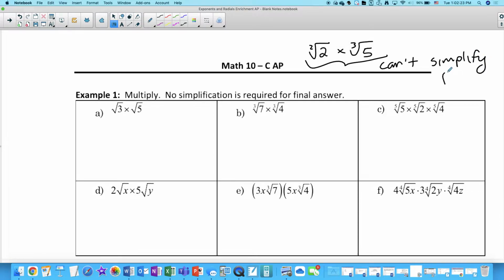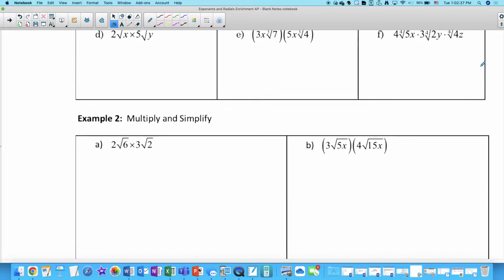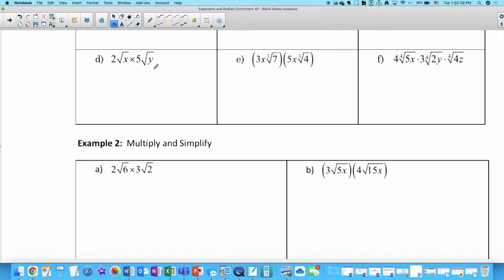Right? Because one of them is a square root, one of them is a cube root. Okay? As long as the index is the same, though, we're good to go. Okay? So let's maybe do one of these together, do 2 of them together, and then you guys can work on the rest.